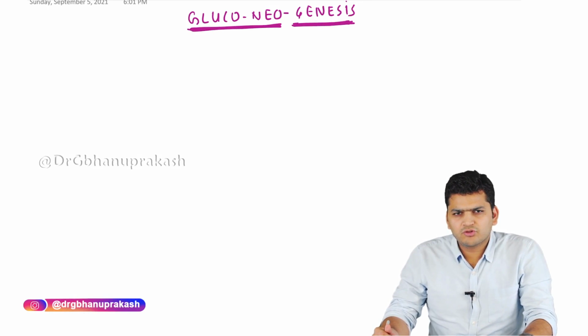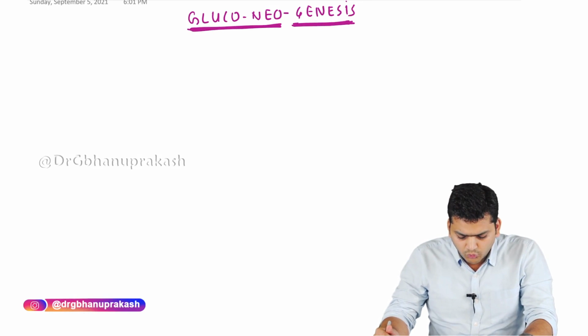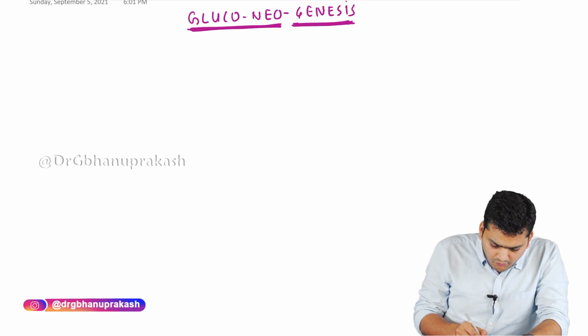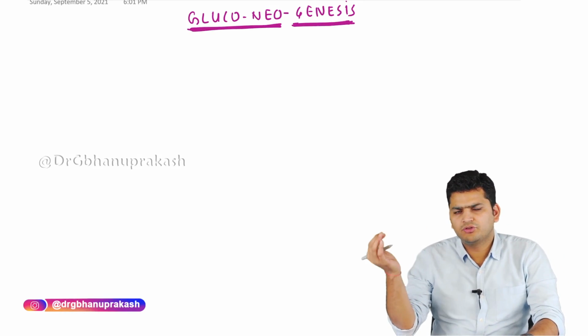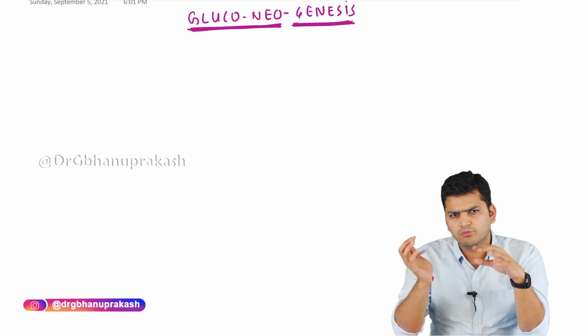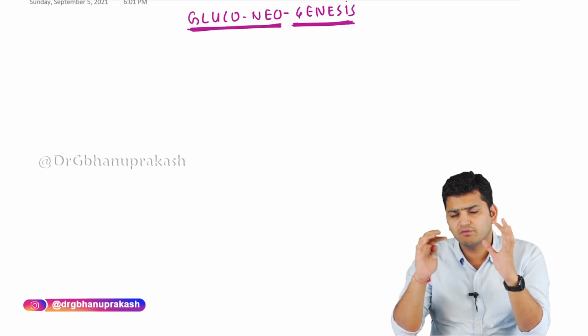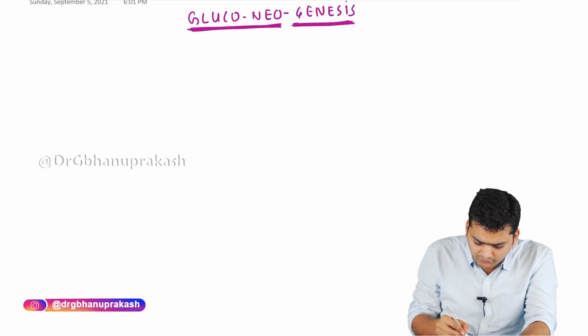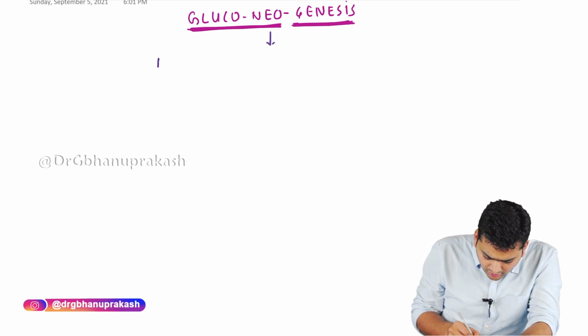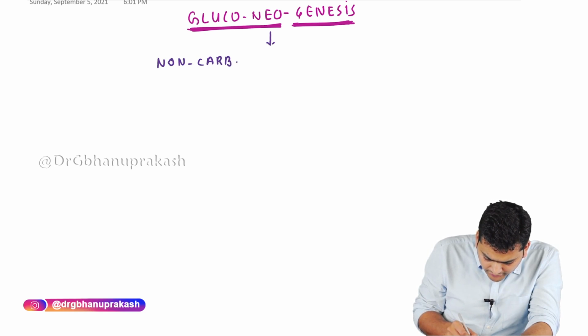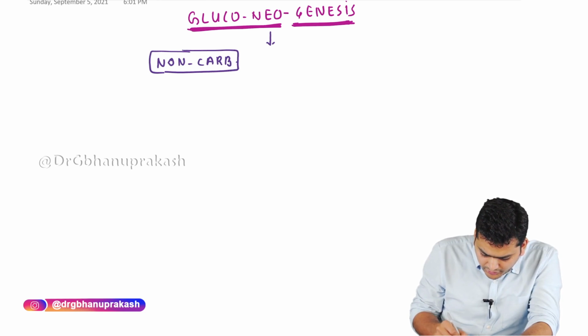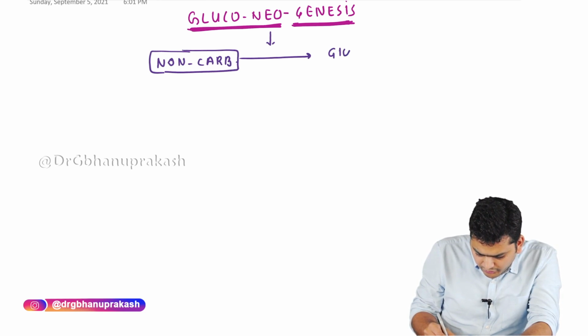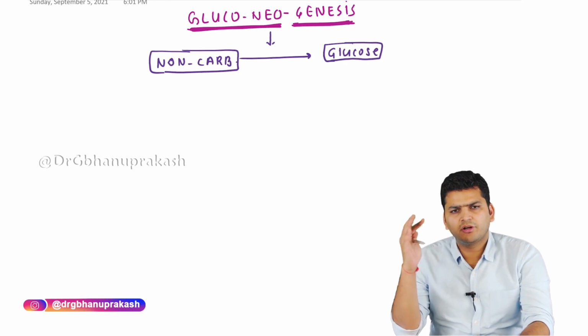Welcome guys. In this topic we are going to discuss the gluconeogenesis process. Now what is gluconeogenesis? Gluconeogenesis means we are going to make glucose. The word neo is used here because non-carbohydrate molecules will be converted into glucose. So it is called gluconeogenesis. Non-carbohydrate will convert into glucose.